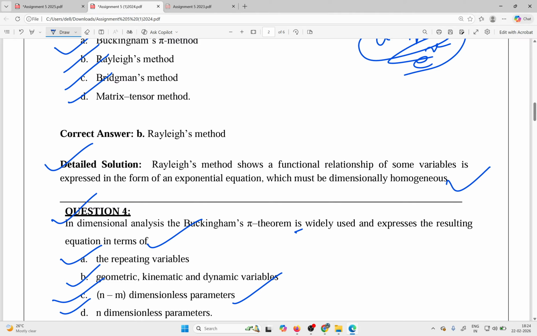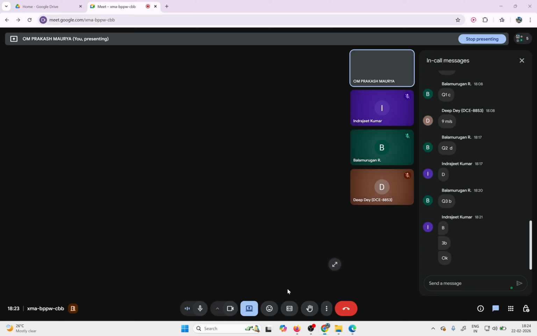The widely used and express the resulting equation in terms of n minus 1 dimensionless parameter, the repeating variables, and the geometric, kinematic, and the dynamic variables. Very important question.